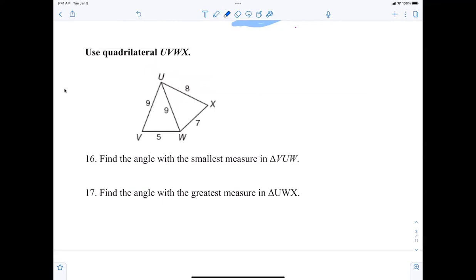All right, let's look at VUW. What's the smallest angle? Come on, guys, help me. Angle what? Angle U. Find the angle with the greatest measure in UWX. Angle X. Right. Very easy. Everybody's good?